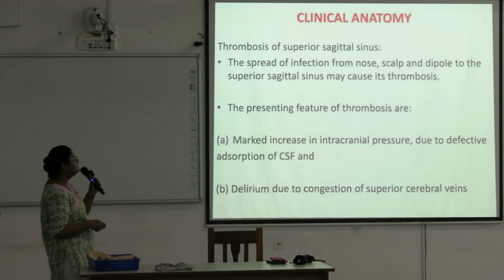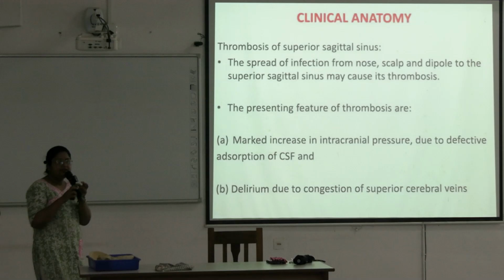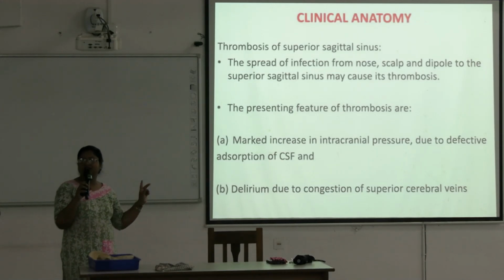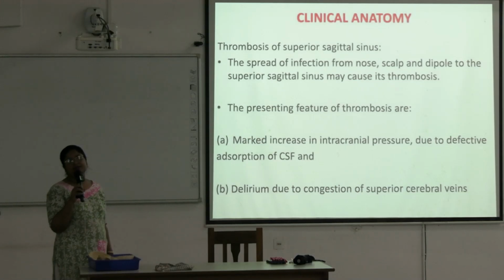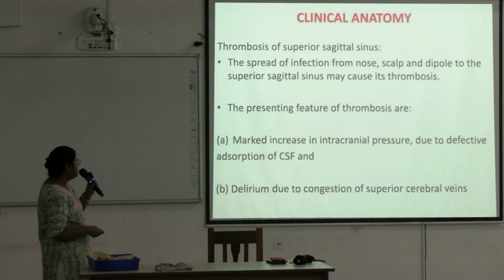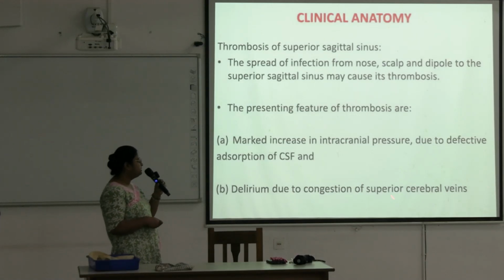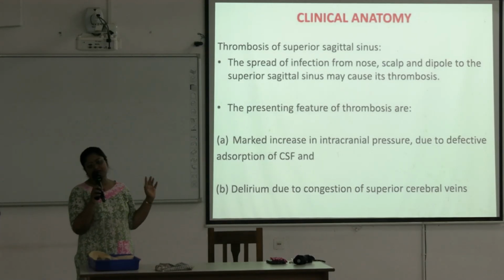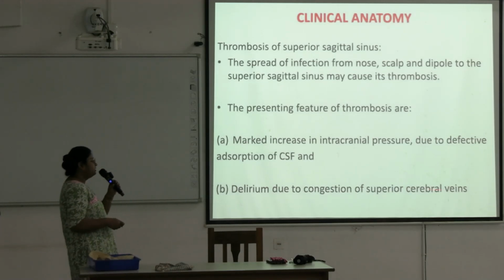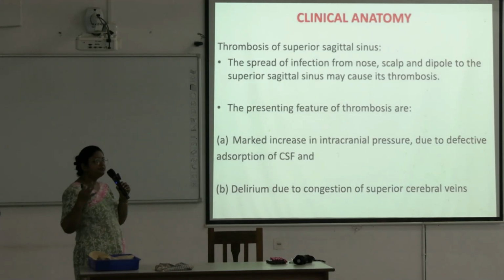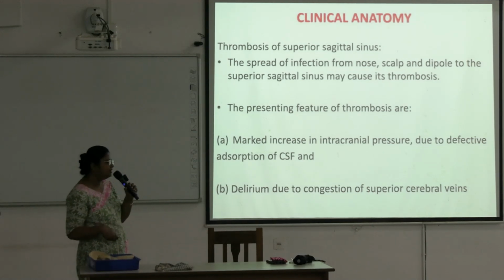There will be marked increase in intracranial pressure due to defective absorption of CSF. Arachnoid granulations are projecting here. So if there is defective drainage of CSF, intracranial pressure will increase. Okay? And there will be delirium due to congestion of the superior cerebral veins. Delirium is a disoriented state. Because the blood supply of the brain is impaired due to congestion of superior cerebral veins, there will be delirium. Okay.